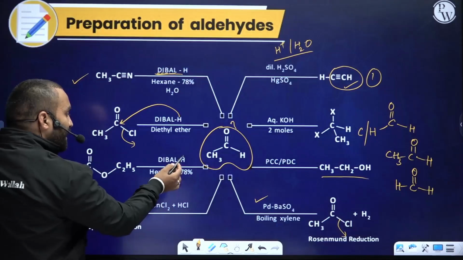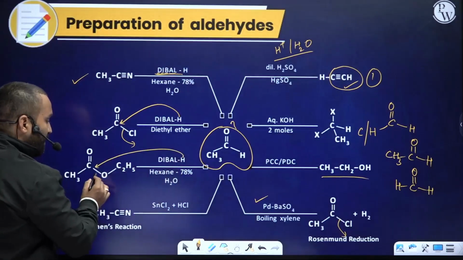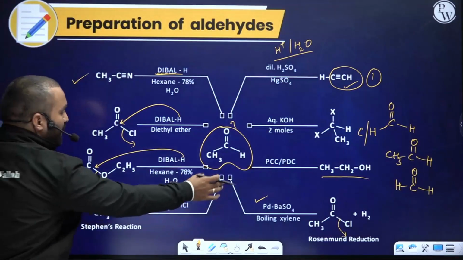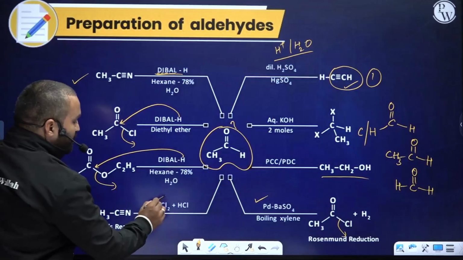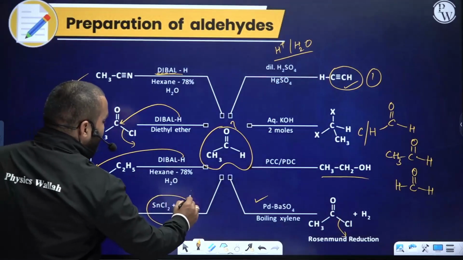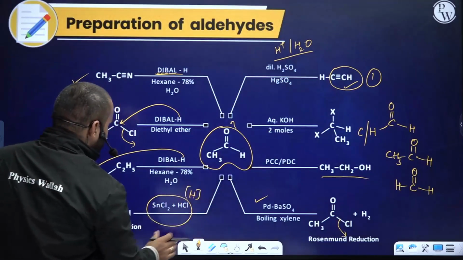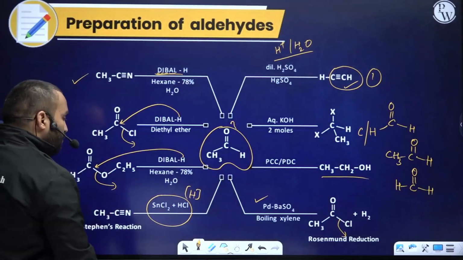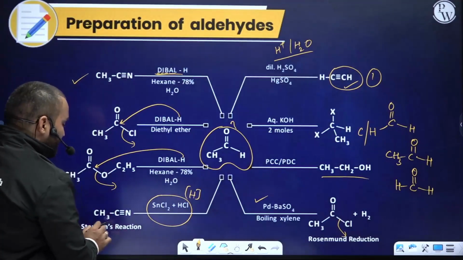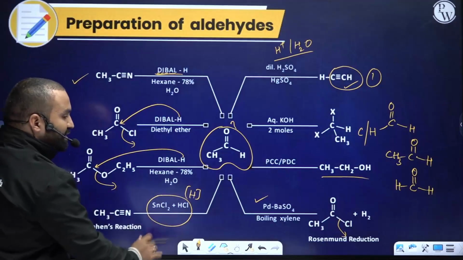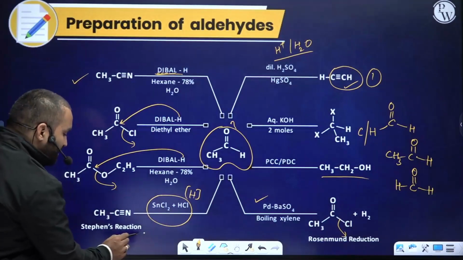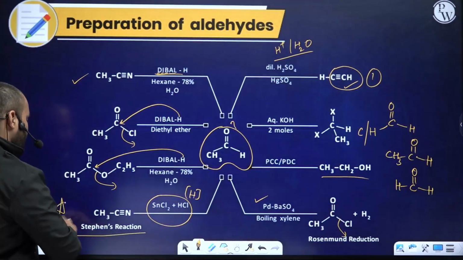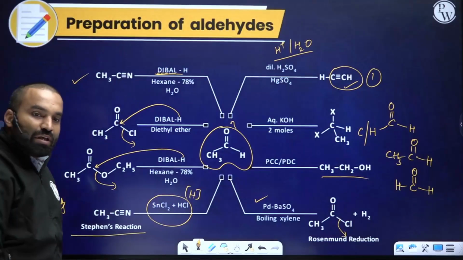Again there is DIBAL-H, hydride comes on this carbon, this kicks out this alkoxy group, again aldehyde is obtained. This combination produces again nascent hydrogen, which is responsible for reducing CH3C triple bond N. If you have CH3C triple bond N and SnCl2/HCl combination, this is known as Stephen's reduction. Remember, very important. This is known as Stephen's reduction.